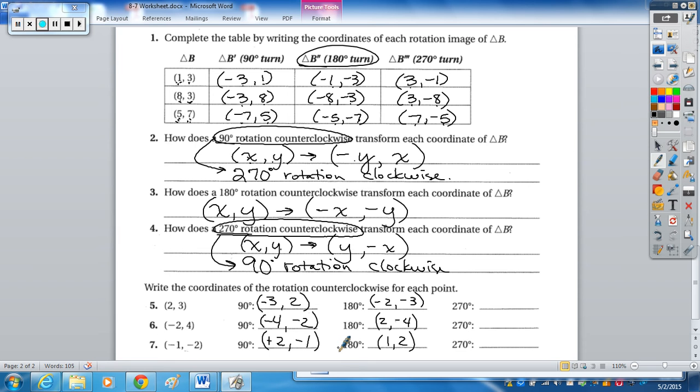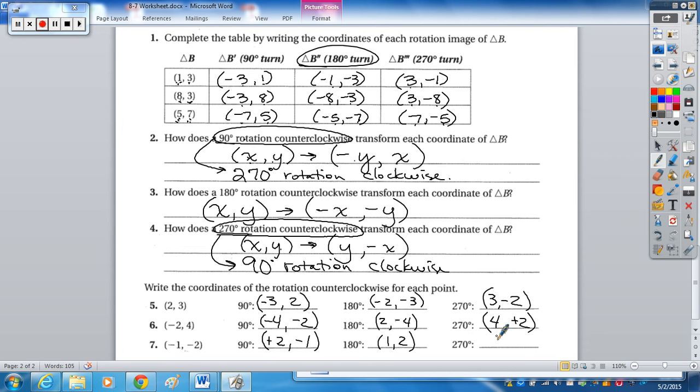Okay? And then applying the rule for 270-degree rotation, we're going to switch them, but we're going to make this second value, the y value, negative. So if I switch them, I get 3, 2, but the y value becomes negative. Switch them, I get 4, -2, but that y value becomes negative, which 2 negatives make a positive, which is why we have a plus sign there.